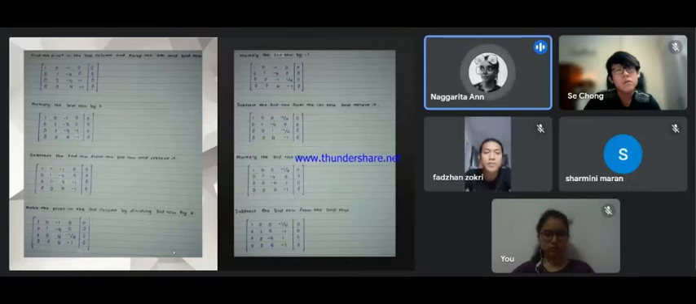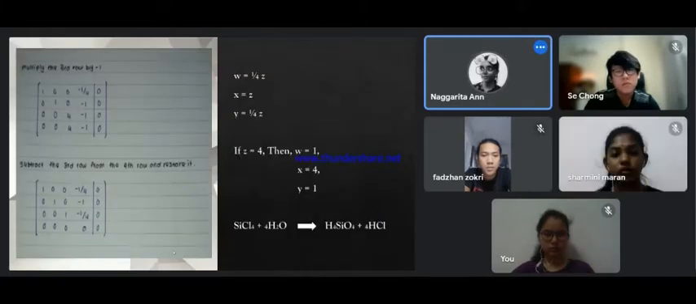Then multiply the third row by negative 1, subtract the third row from the first row and restore it. Then multiply the third row by negative 4 and subtract the third row from the second row. Then multiply the third row by negative 1 and subtract the third row from the fourth row and restore it back again. So you'll get the matrix here.